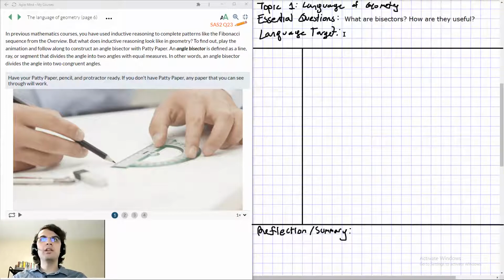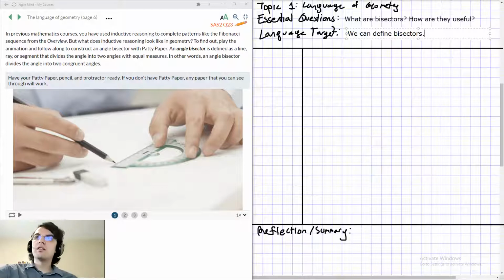Now our learning target, okay, our learning target is what are we going to be able to say or do by the end of this? Notice it's a learning target, so it's often going to be how would I explain it, right? How would I understand it? How would I convey my understanding? So here it's going to be we can define bisectors. Notice the learning target doesn't need to specifically care about the useful part. The useful part is going to come into our reflection and summary later. The idea of being able to reflect on why we were talking about what we were talking about, right?